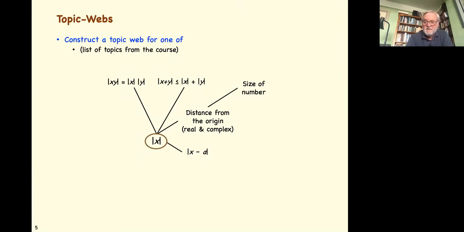It's used to calculate the absolute value of X minus A in analysis in particular. Distance of X from A.